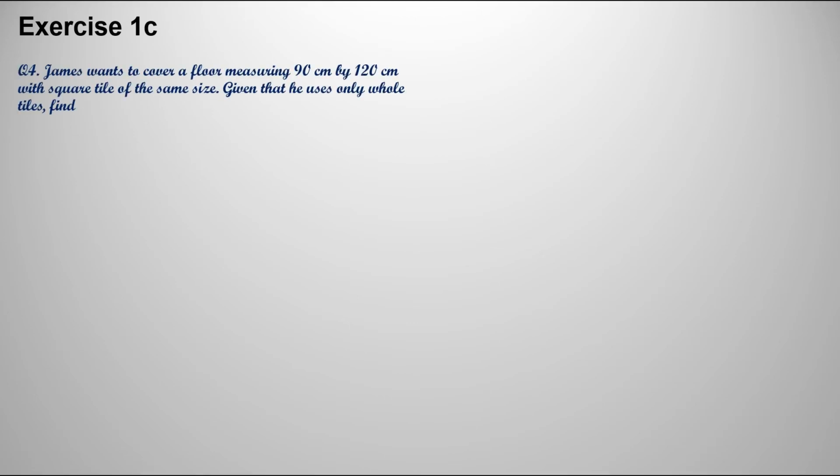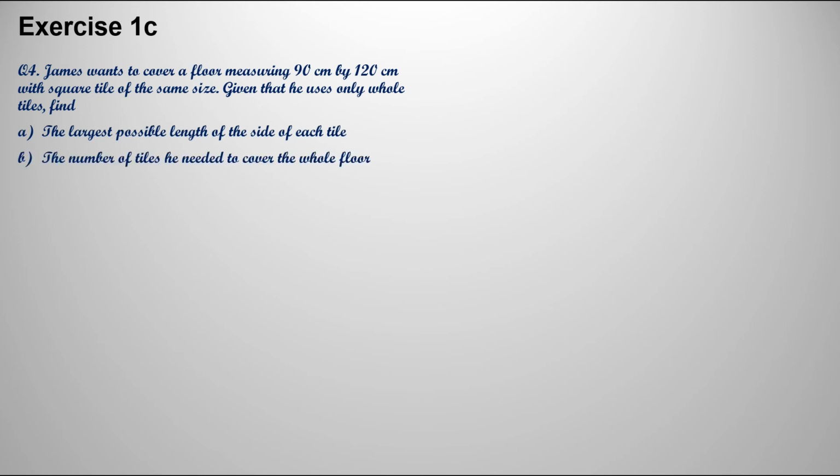Question number 4 says, James wants to cover a floor measuring 90 centimeter by 120 centimeter with square tiles of the same size. Given that he uses only whole tiles, we need to find out part A, the largest possible length of the side of each tile. Part B is the number of tiles he needed to cover the whole floor.